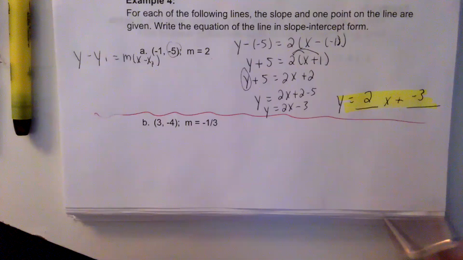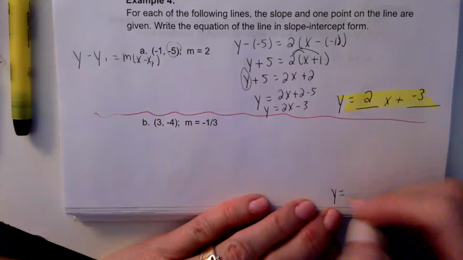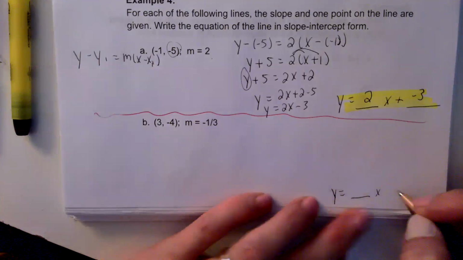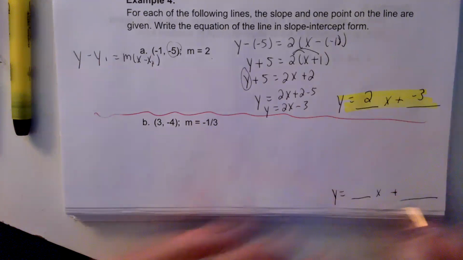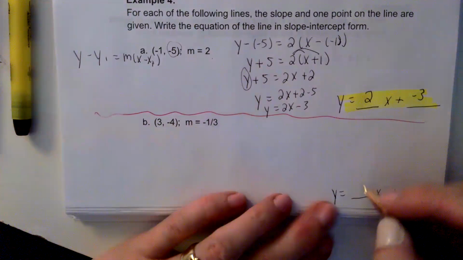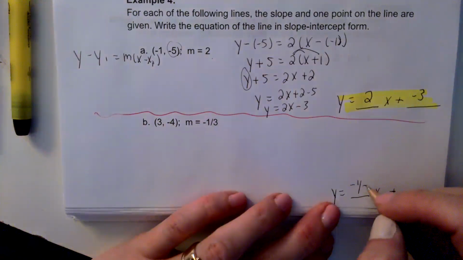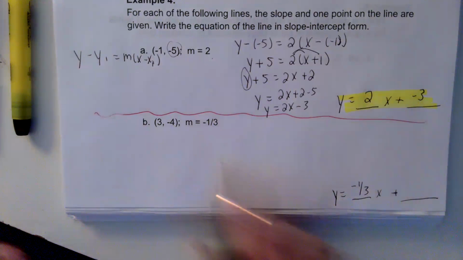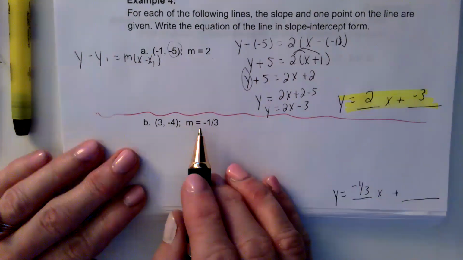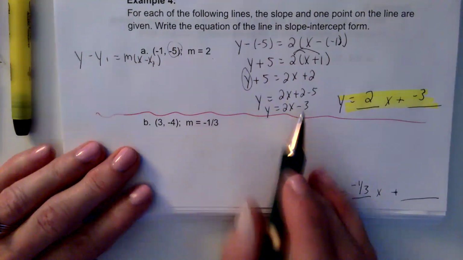B. My outline is down here. They told me my slope is -1/3, so I'm going to fill that in down in my puzzle. And then I'm going to use my format to find my y-intercept.